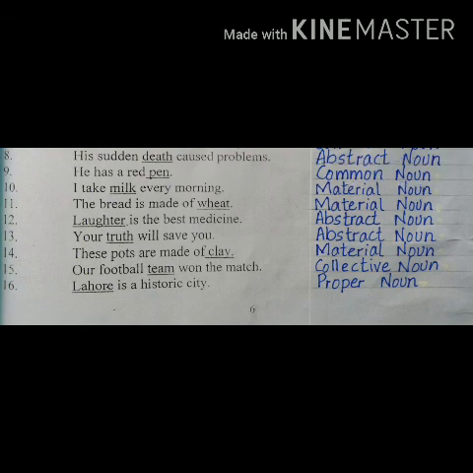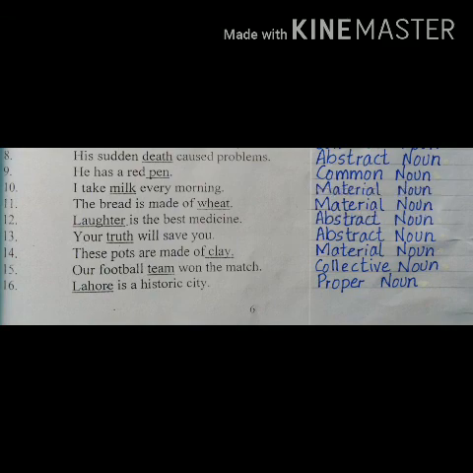Number 10. I take milk every morning. What is a milk? Milk kya hai? Milk is a material noun. So write material noun in front of sentence number 10. Number 11. The bread is made of wheat. Wheat kya hai? Wheat is also a material noun.